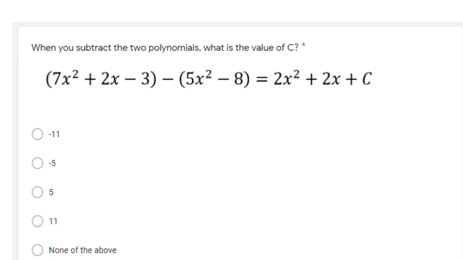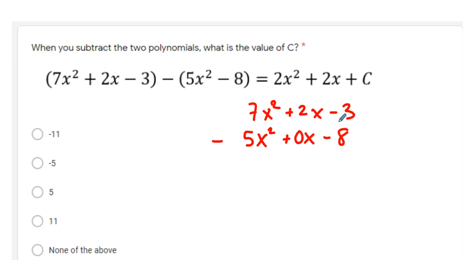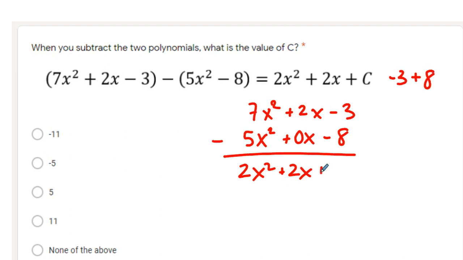Second one asked you, what about if you were subtracting? So I've got 7x squared plus 2x minus 3. I'm subtracting 5x squared, and then there's a 0, so 0 x's minus 8. 7 minus 5 is 2x squared. 2 minus 0 is another 2x. Now, negative 3 minus negative 8. Minus a negative makes a plus. This is negative 3, then plus 8, which will make 5. So it should be 5. I think a common mistake is people doing negative 11 and adding those two things together, but it's subtraction.